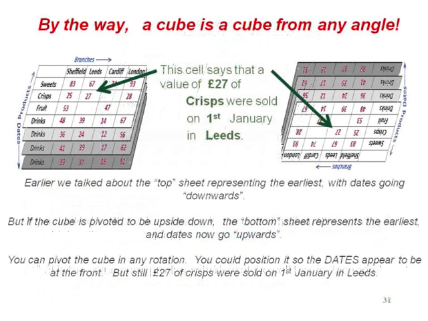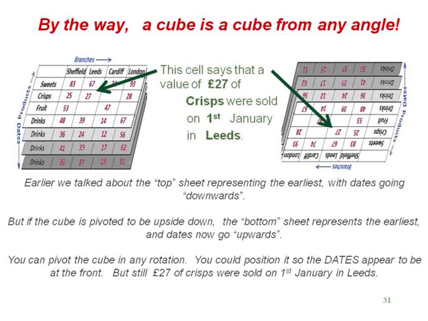By the way, a cube is a cube is a cube. It doesn't matter which way up it is. Earlier, we talked about the top sheet representing the earliest dates and dates going downwards. But if the cube is turned or pivoted to be upside down, then the bottom sheet will be representing the earliest and the dates will go upwards.